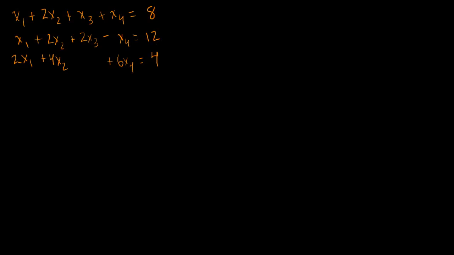So let's construct the augmented matrix for this system of equations. My coefficients on the x1 terms are 1, 1, and 2. Coefficients on the x2 are 2, 2, and 4. Coefficients on the x3 are 1, 2, and 0. There's, of course, no x3 term, so we can view it as a 0 coefficient. Coefficients on the x4 are 1, minus 1, and 6. And then on the right-hand side of the equal sign, I have 8, 12, and 4. There's my augmented matrix.